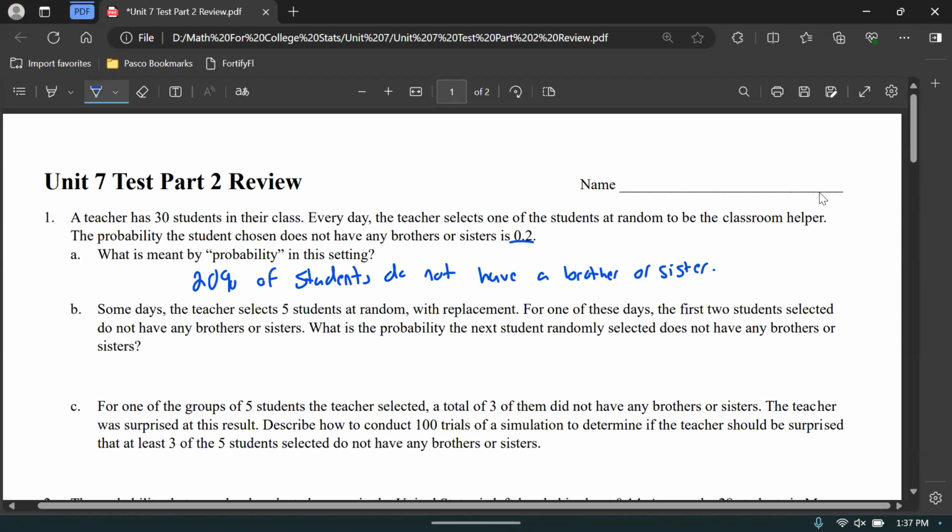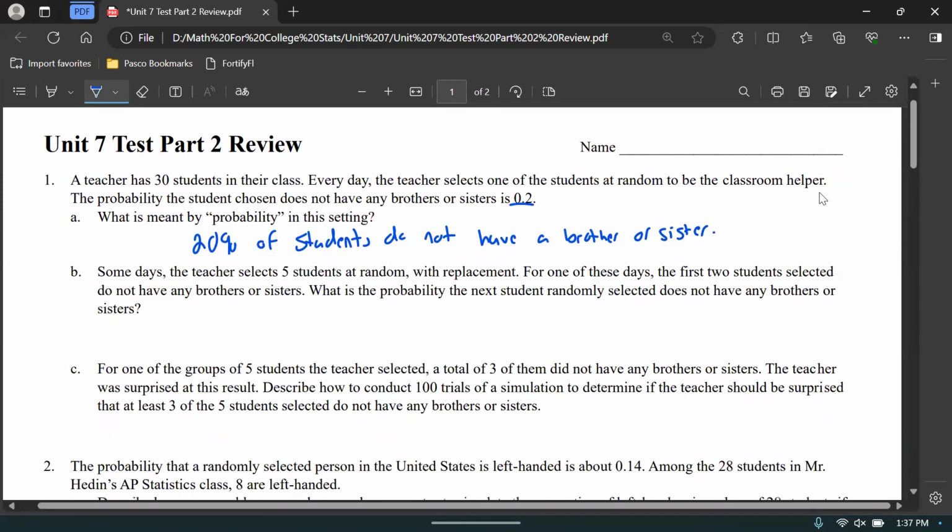Now, part B, some days the teacher selects 5 students at random with replacement. For one of these days, the first 2 students selected do not have any brothers or sisters. What is the probability the next student randomly selected does not have any brothers or sisters? Well, because it's still with replacement, meaning that once I pick a student, I put them back in the pool and pick again.